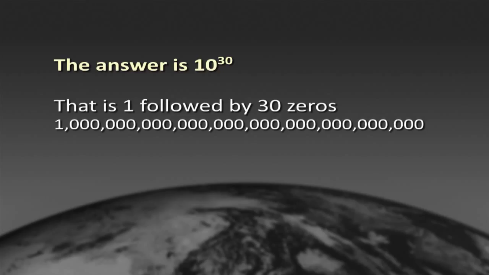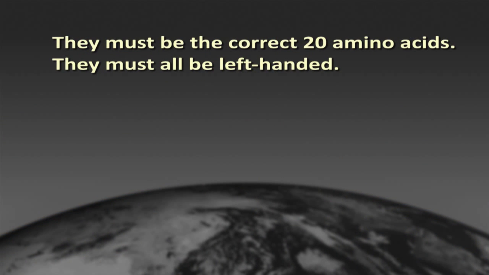That is 1 followed by 30 zeros, and that is a number that looks like this. That is a huge number. In fact, that number is greater than the number of stars that exist in our universe. But there's more to this problem. They all have to be left-handed. We started with just getting the 20 that are used in life, but those 20 come in different shapes, left and right-handed. So now we have to add this dimension. They all have to be the right 20, and they all have to be left-handed.